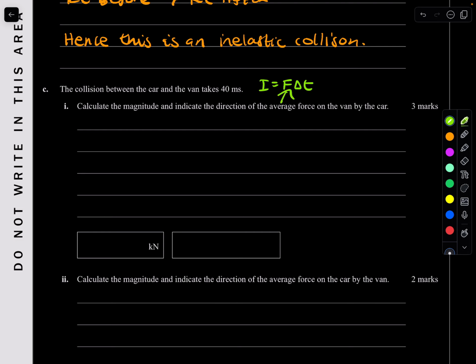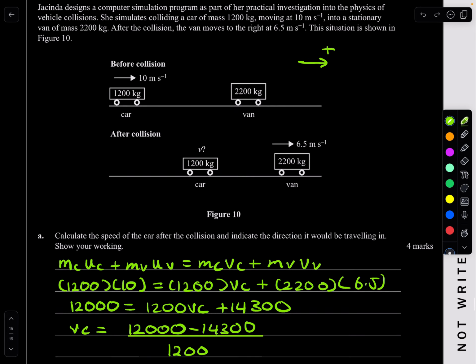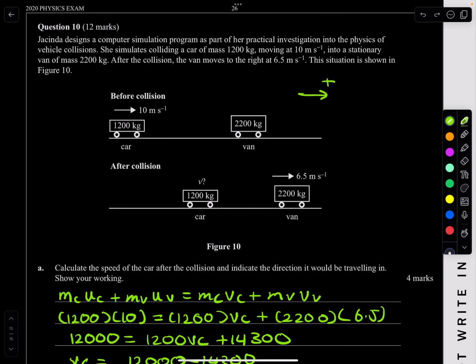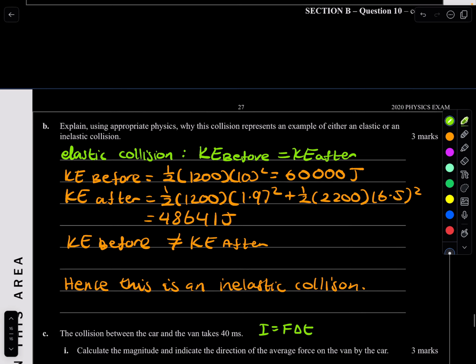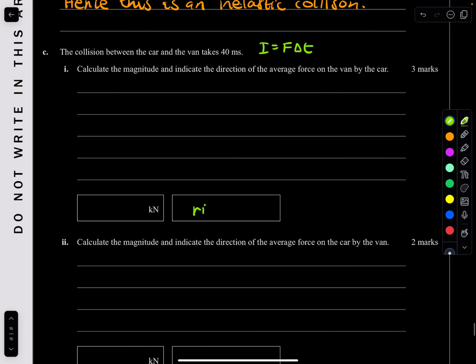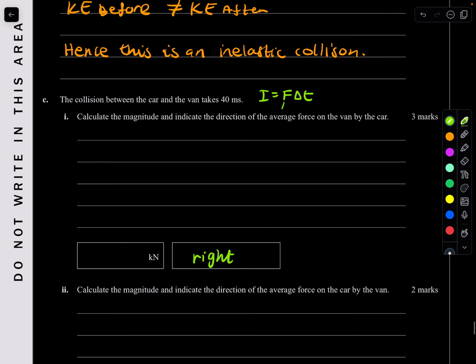So we want the average force. We want to calculate this force here. It's on the van by the car. So when the car hits it, the car is going to push on the van, which is going to be a force on the right. So we already know the direction is going to be to the right, but we just need to find the average force. Easy. So we just need the impulse overall.